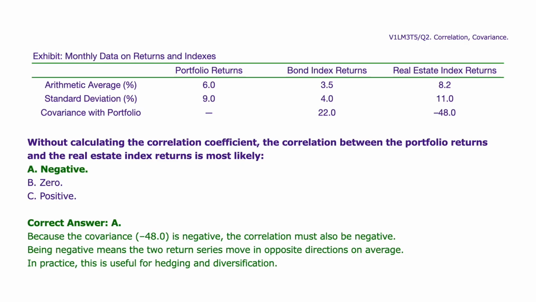Correlation sign depends on covariance sign. Covariance with real estate index returns is -48.0. Covariance negative means returns tend to move in opposite directions. Negative covariance produces negative correlation coefficient. No need to calculate correlation because sign follows covariance sign directly.